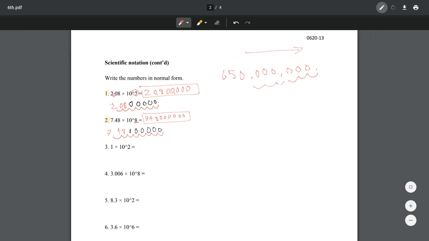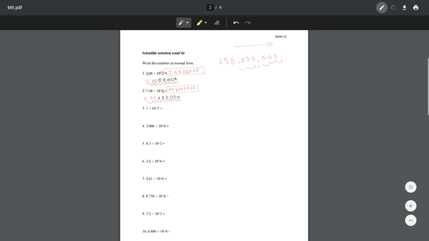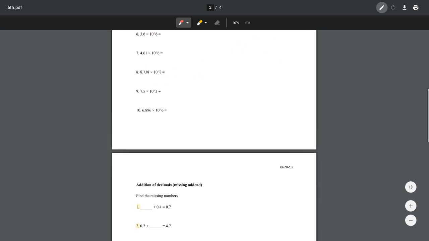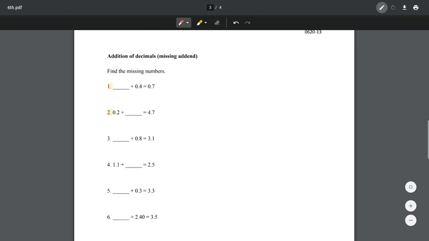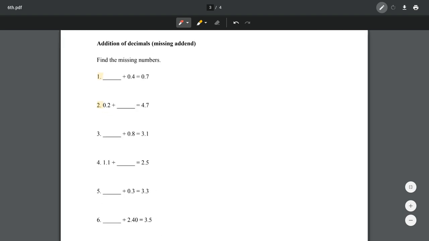So go ahead and finish this page. Remember to move the decimal point to the right this time. And then let's go into the 3rd page. We will be doing addition of decimals.